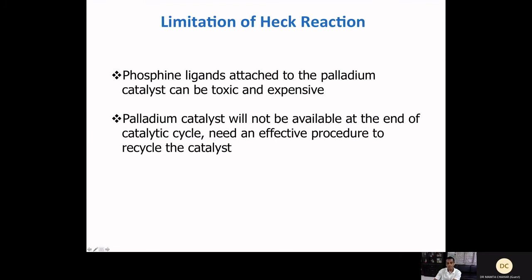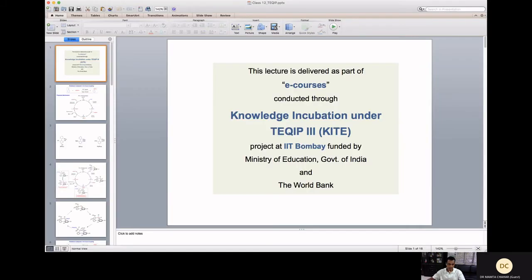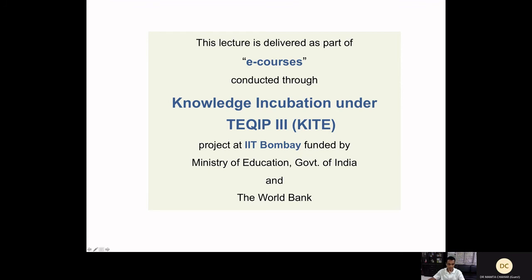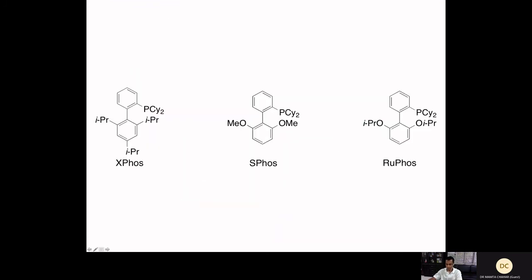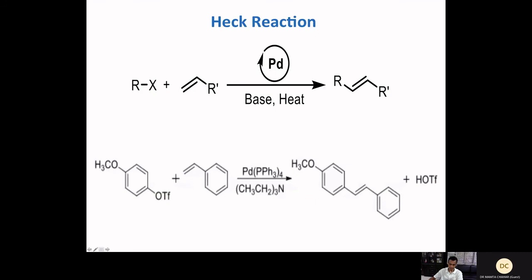Okay, so we have seen the limitations of this reaction to some extent. Phosphine ligands attached to the palladium catalysts can be toxic and expensive. That is true for many other cross-coupling reactions. Palladium catalyst will not be available at the end of the catalytic cycle and needs an effective procedure to recycle the catalyst, and that is also correct. So what we need indeed is exciting transformations for doing these sorts of reactions, and we will end up doing these transformations quite efficiently.